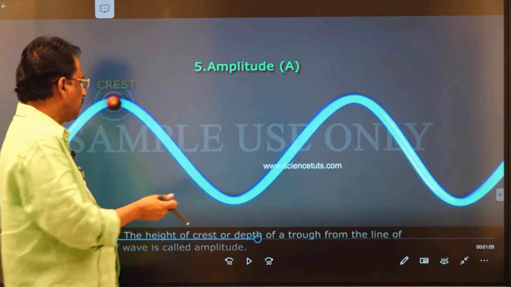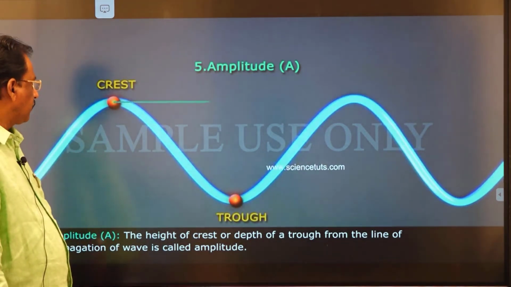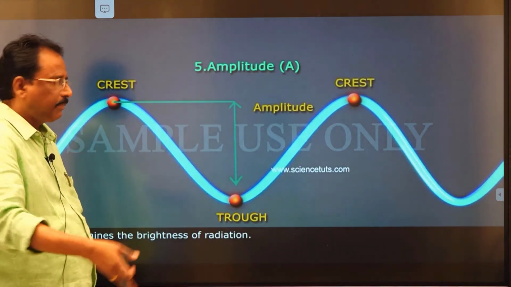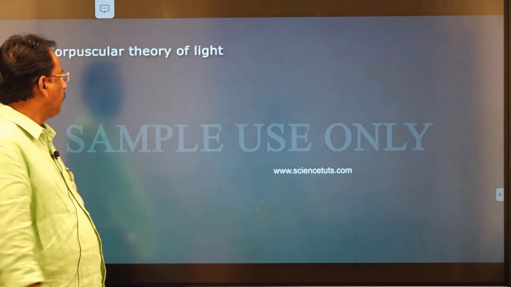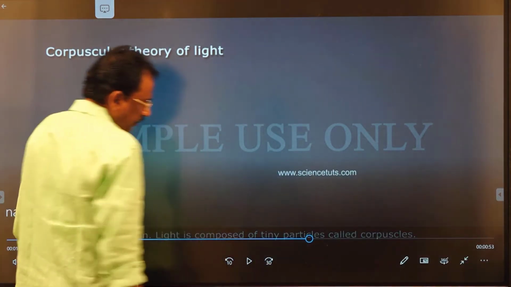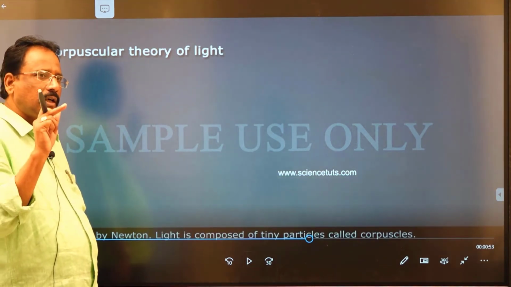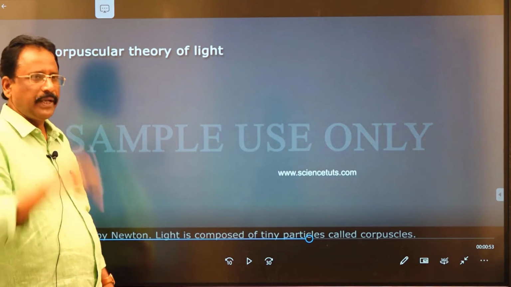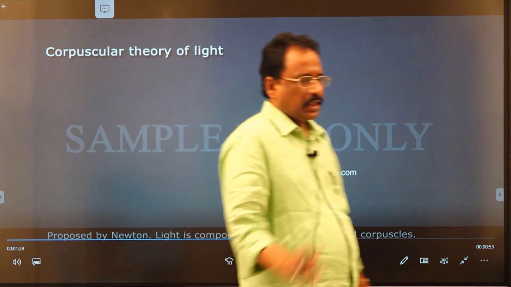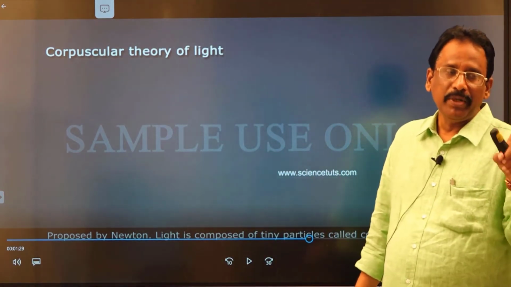Amplitude means the height of the crest or depth of the trough. The height of the crest or depth of the trough is known as amplitude. So the amplitude determines the intensity or brightness of the light beam. The last characteristic property of the wave motion of any type of electromagnetic radiation is amplitude.